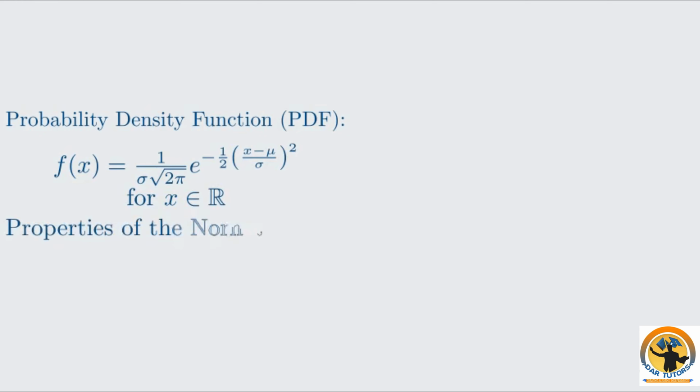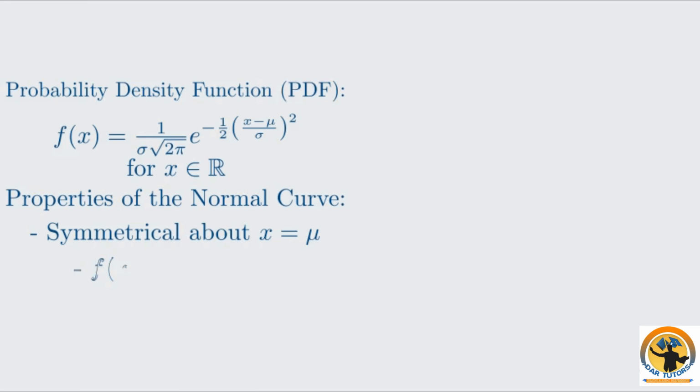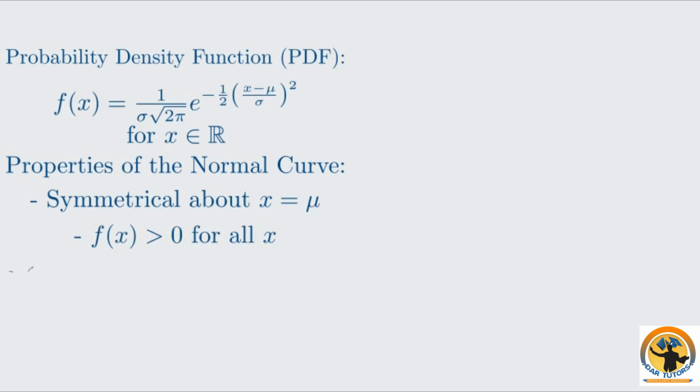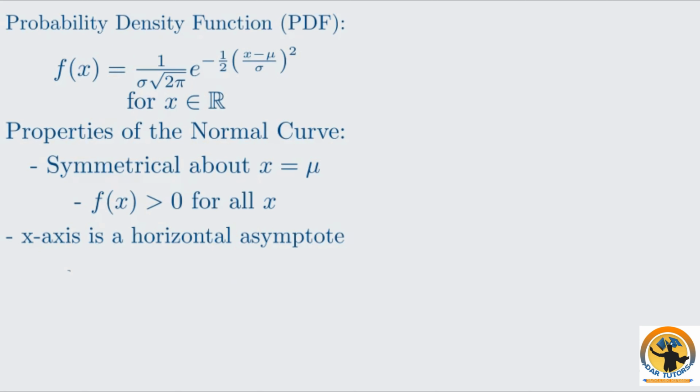First, the curve is perfectly symmetrical about the vertical line x equals mu. This means the mean, median, and mode are all the same value. Second, the function f of x is always positive. This makes sense, as a probability density cannot be negative. Third, the x-axis acts as a horizontal asymptote. The tails of the curve approach the x-axis but never actually touch it. Fourth, the maximum point of the curve, its peak, occurs at x equals mu.